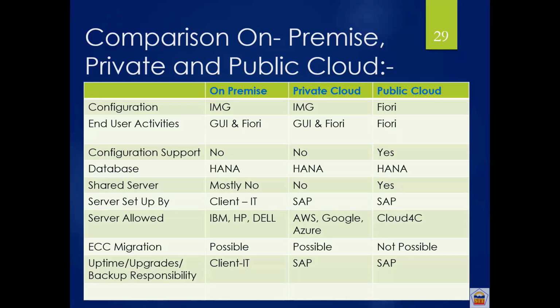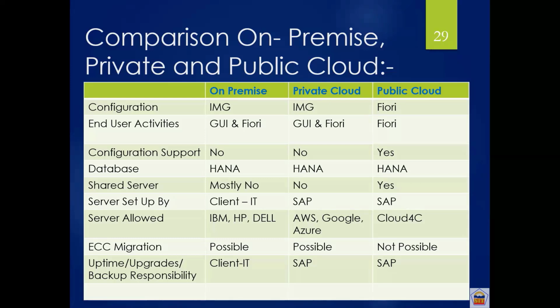Then the database is going to be the same for any of the deployment options we go for. Then the shared server: as I just shared with you, on the on-premise we are not sharing a server with anybody. The same is the case on the private cloud, whereas on the public cloud, we'll be sharing the server with our competition, with our other business players. Then the server setup, or I would say maintenance, would be done under the on-premise by the client IT team, whereas in the case of cloud edition, it is to be done by SAP. So this server setup or build will be performed by SAP.